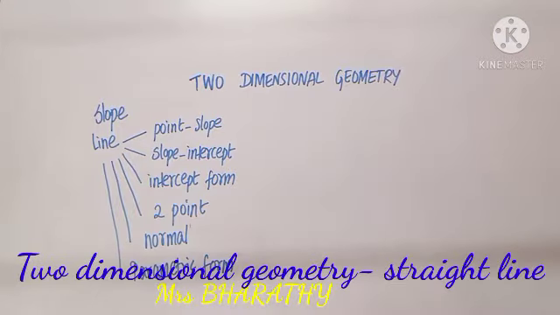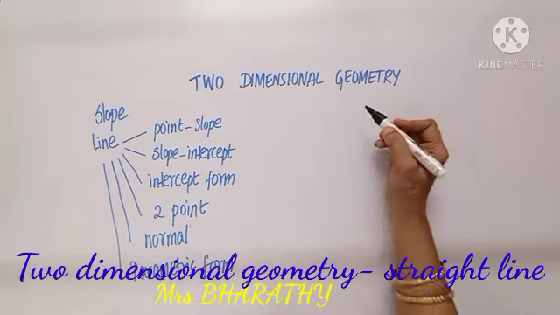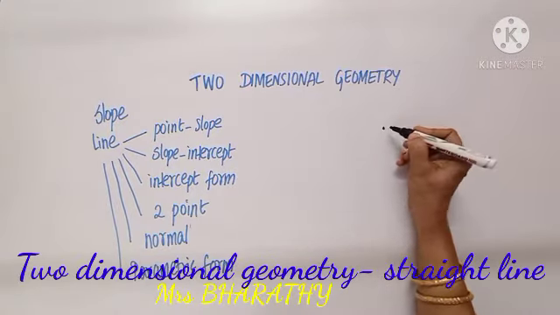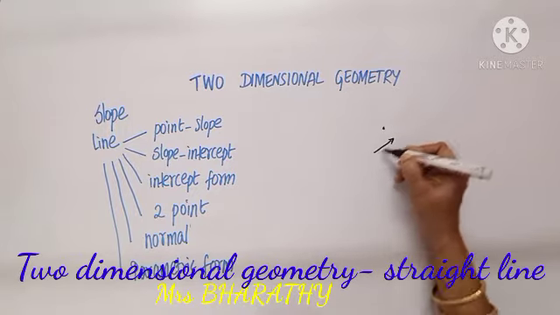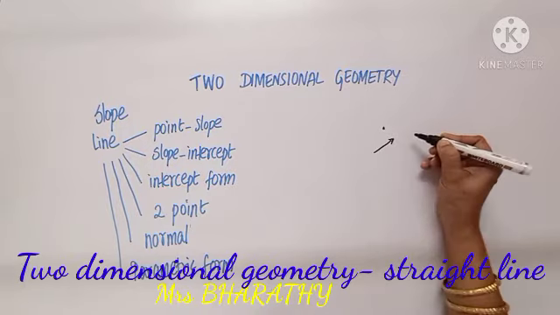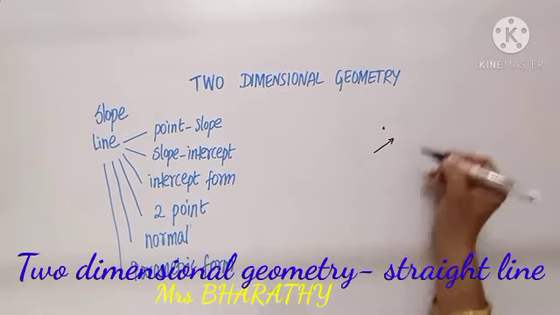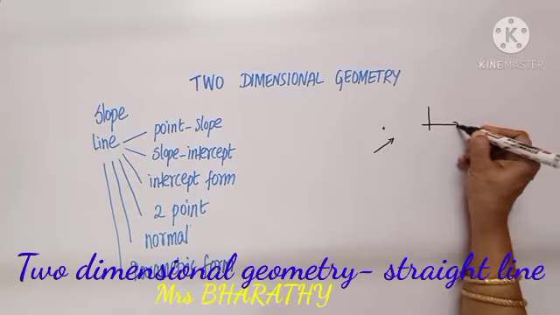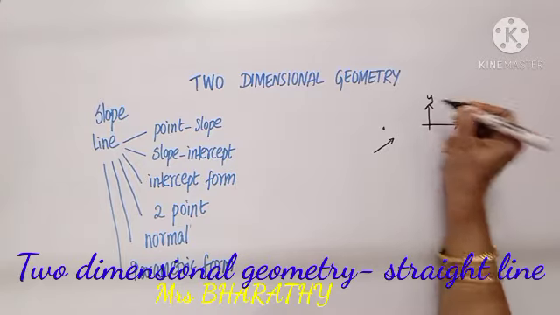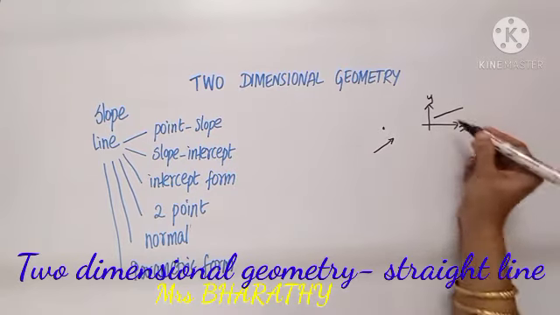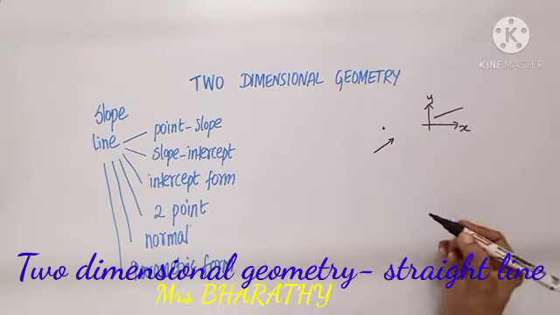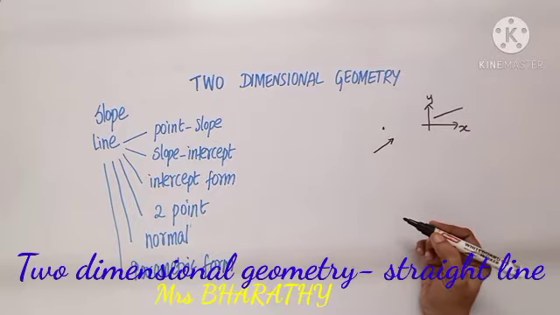Good morning, children. In today's class, we are going to start a new chapter called two-dimensional geometry. A point has 0 dimension. A line, one direction it goes, it has 1 dimension. When I have X and Y plane, wherein we draw lines, X, Y, two directions, we call two-dimensional geometry.